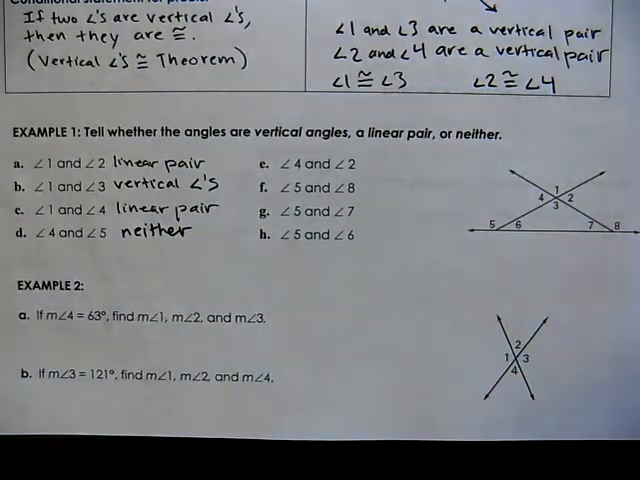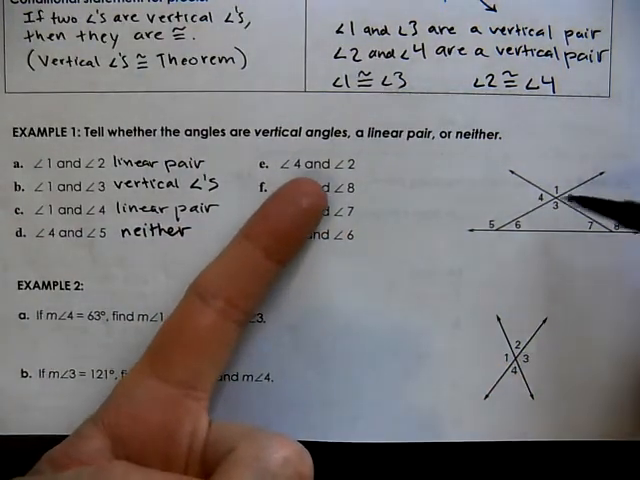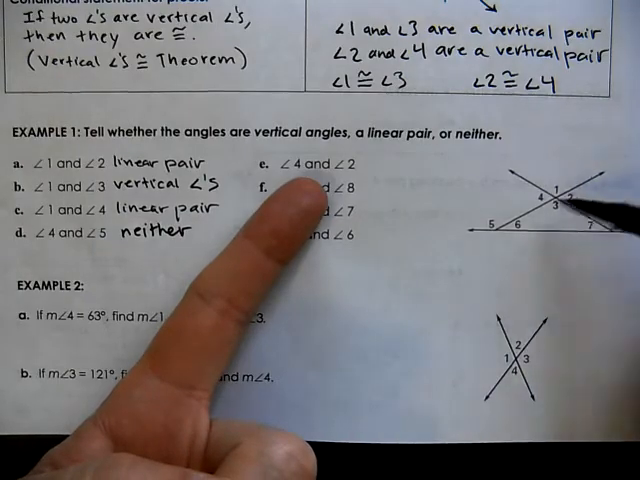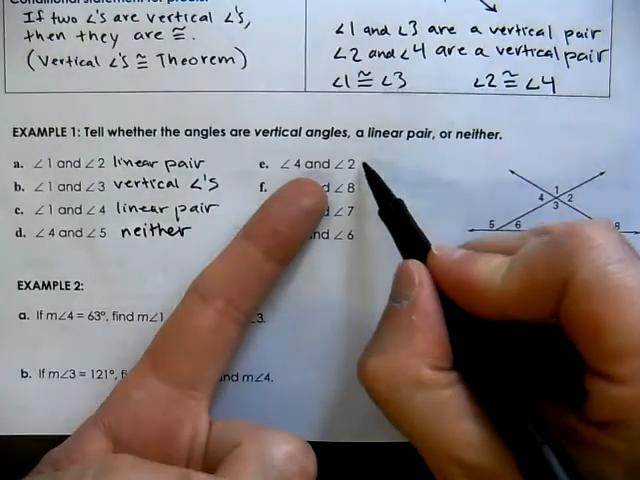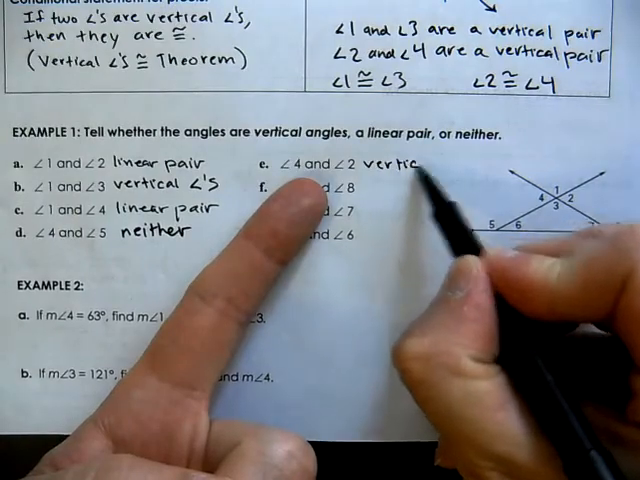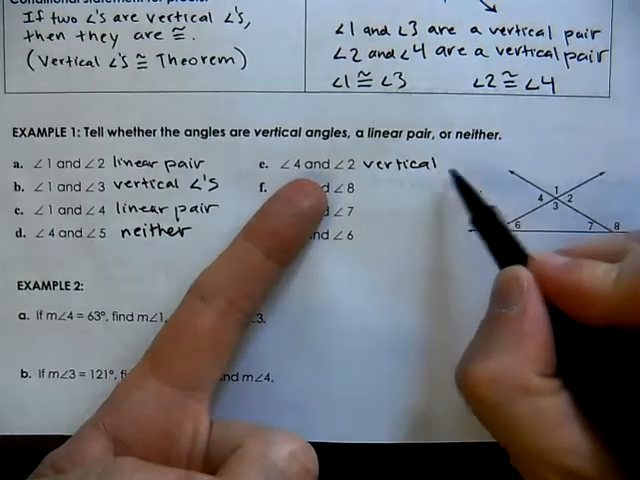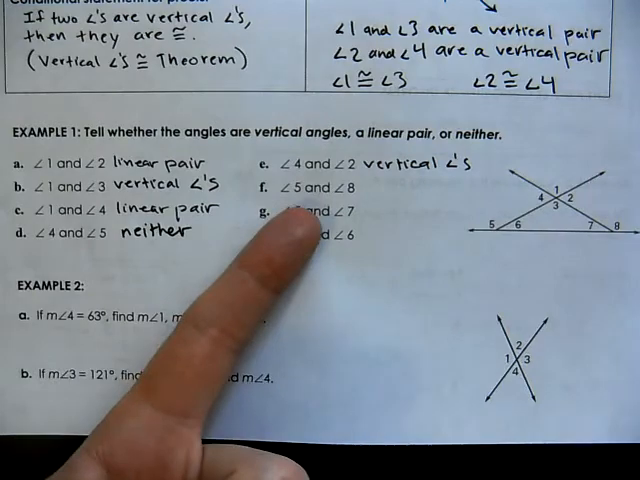Alright, let's try some more. Part E, here's angles 4 and 2. We talked about that already. That's a vertical pair because they are opposite each other. So I should say not vertical pair, but vertical angles. That's how we name them.